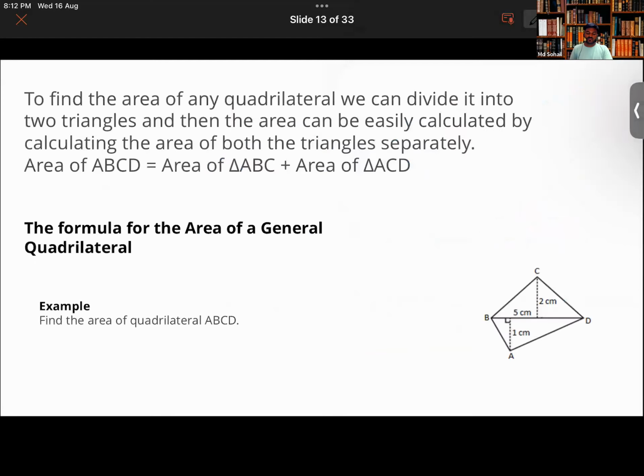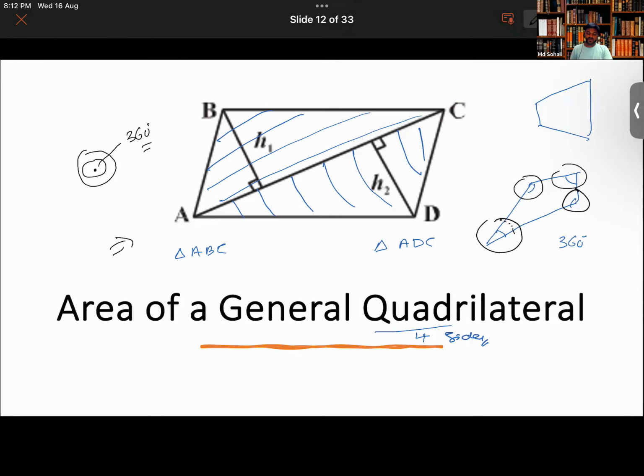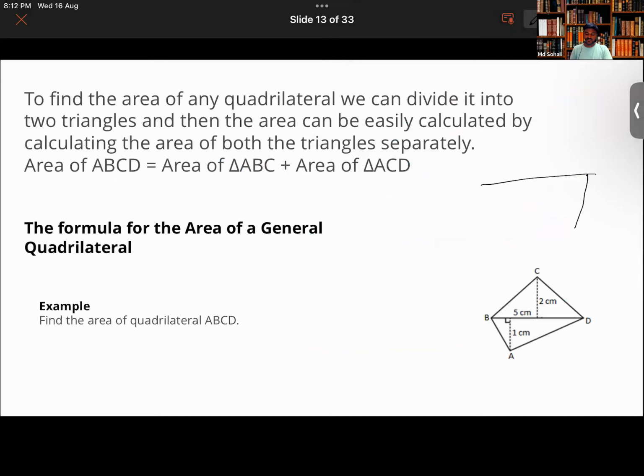A general quadrilateral will not be given like this. The question might not be given like this, it might simply be like this. So, in order to do that, we will simply split it into two triangles only, not four. We will basically be joining the opposite vertices. Then, from the opposite vertex, let's say B here, we will draw a perpendicular on the diagonal AC. So, we have drawn a perpendicular.